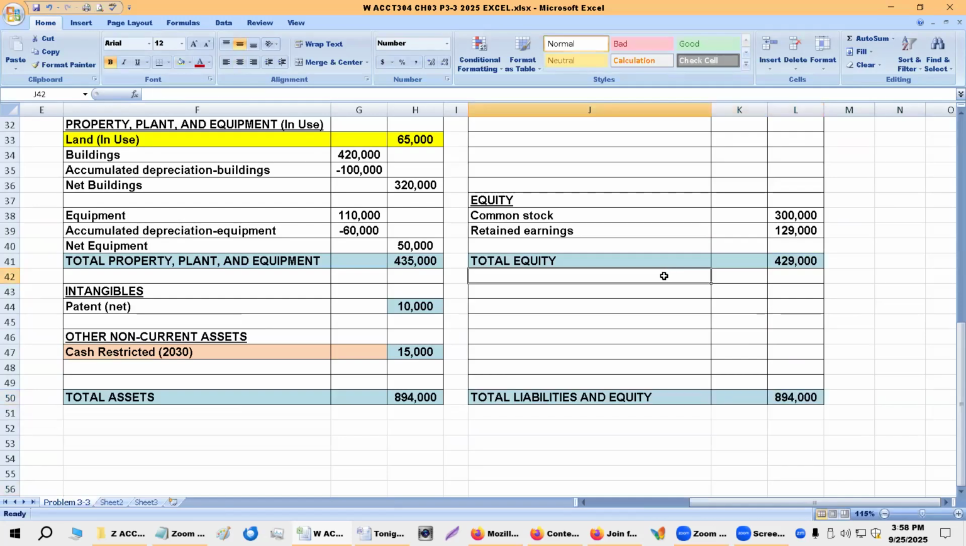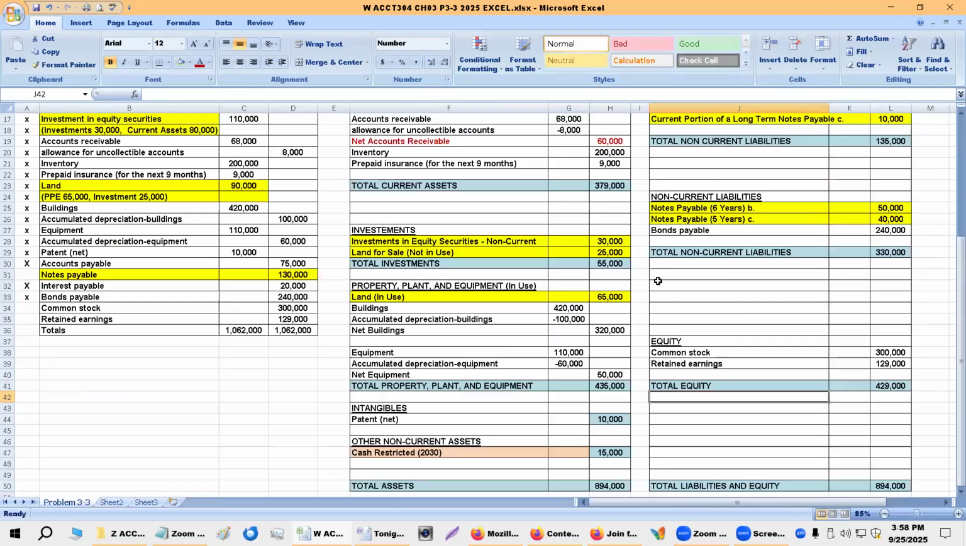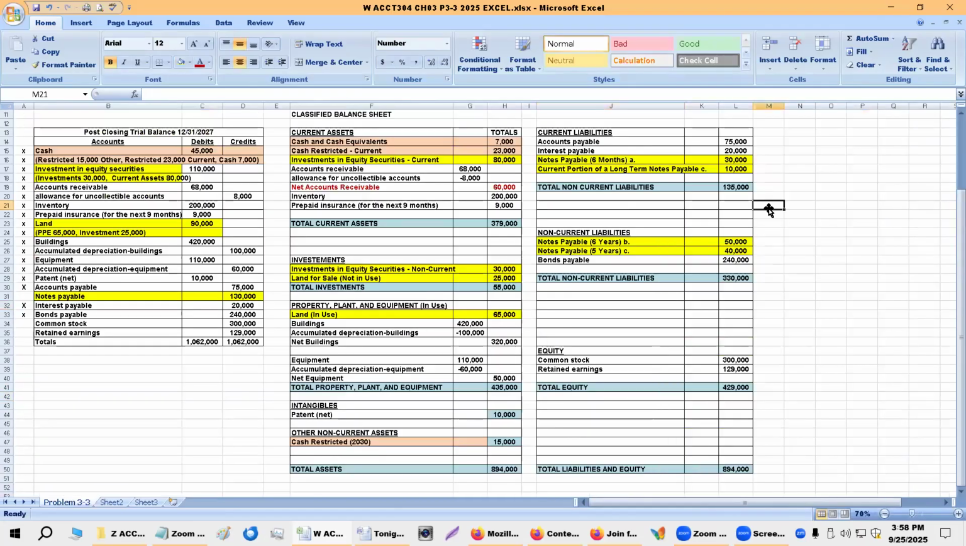All right, so this is what it would look like. So this is what you're going to have to do on a test. You probably won't break up the notes payable that much, but probably maybe do an installment one. So any questions on that?